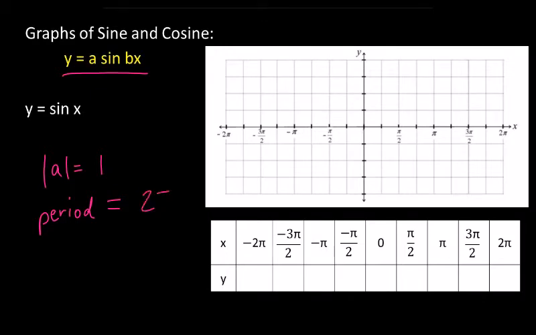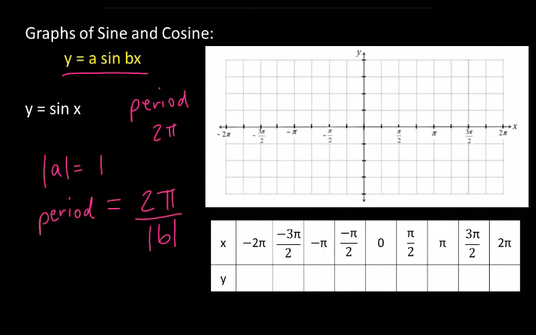So we're actually going to take 2 pi divided by the absolute value of b. Now in this case, since we just have a very generic equation, sine x, our amplitude is 1, our B value is 1. So we're going to have an amplitude of 1 and a period of 2 pi. So we'll say our period is 2 pi. Okay, so we've got our amplitude, we've got our period.